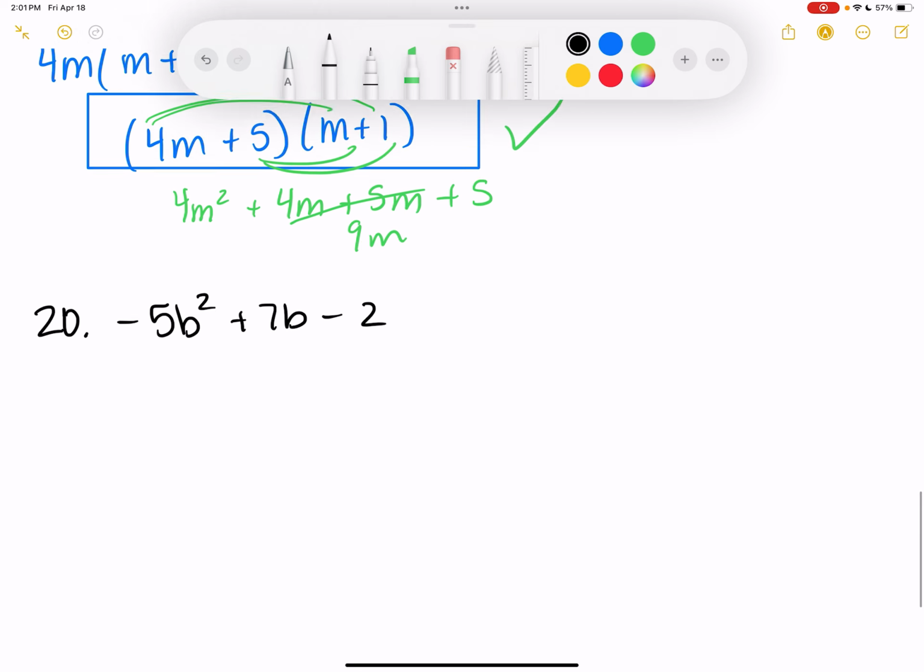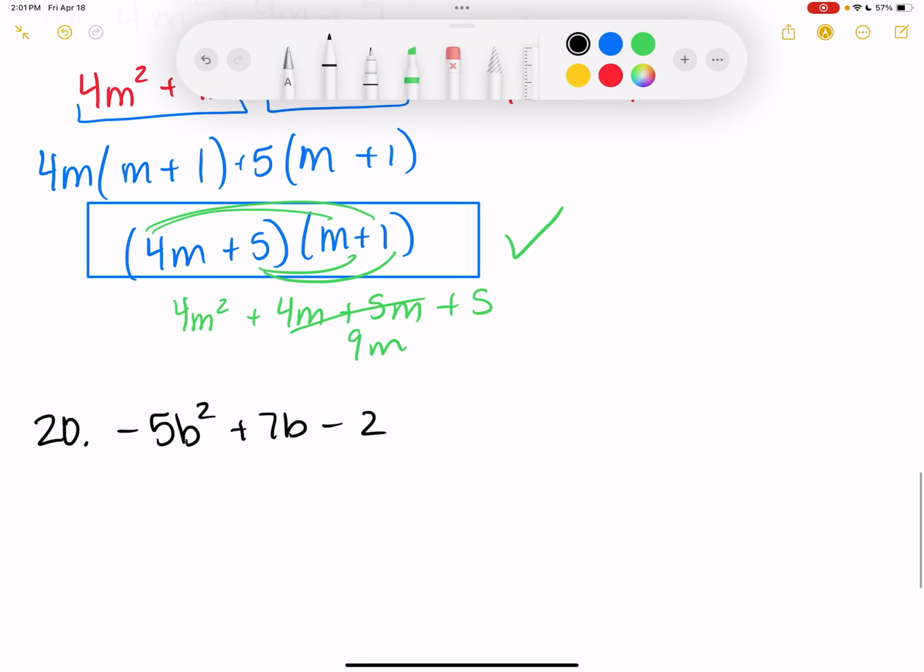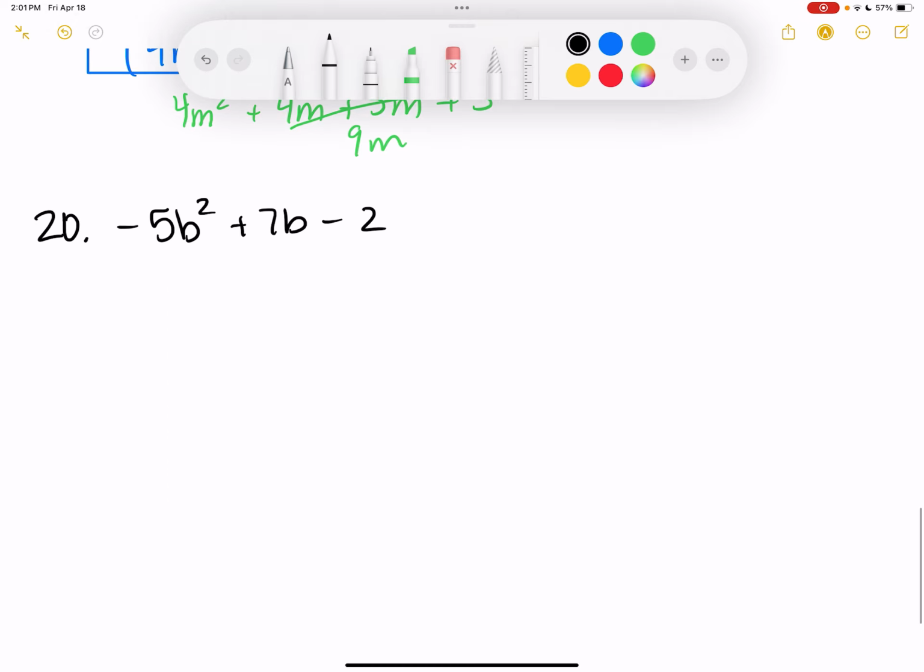Did anybody still need that other one up there, or are we good? Okay. So take a minute, work through this one. Make sure you watch those signs. This one will be a critical one that you check because of the signs of it.